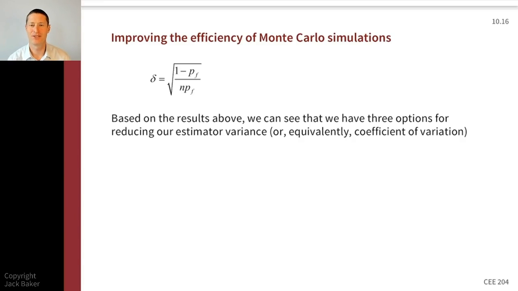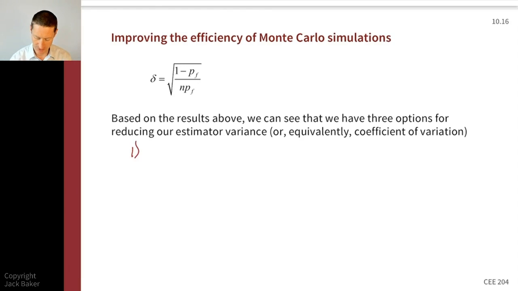Hi. With this video, we're going to talk about what we can do to improve this general Monte Carlo simulation performance. This is really motivated by the previous calculation where we saw the coefficient of variation of our probability of failure estimate was a function of the probability of failure and the number of samples. And so the question is, what can we do to make this work better?